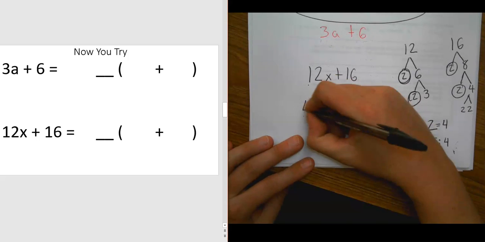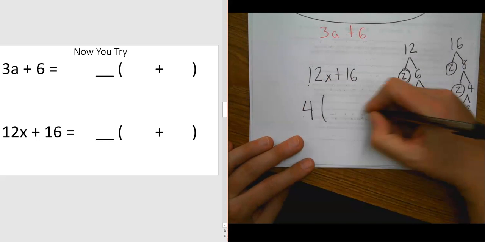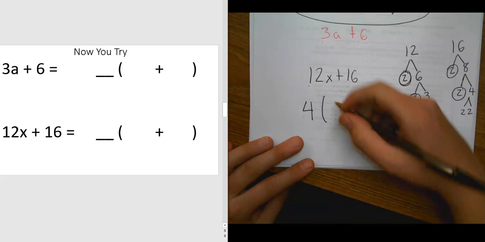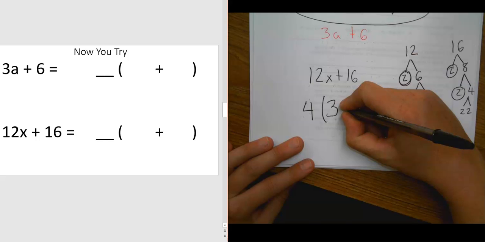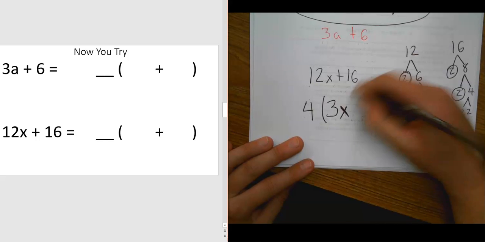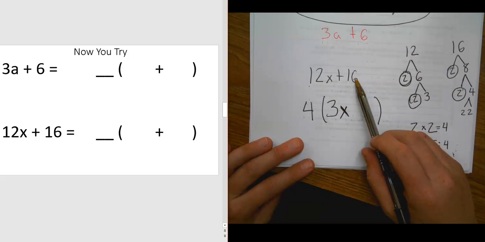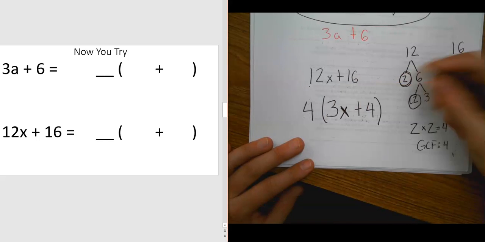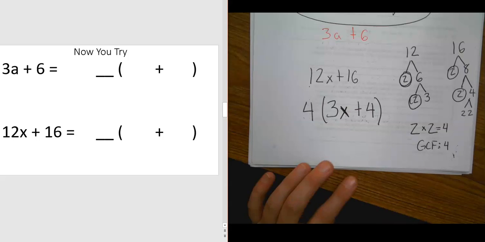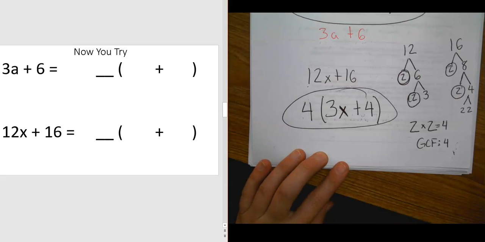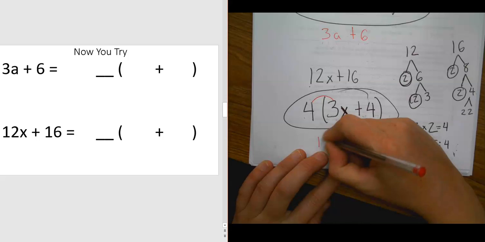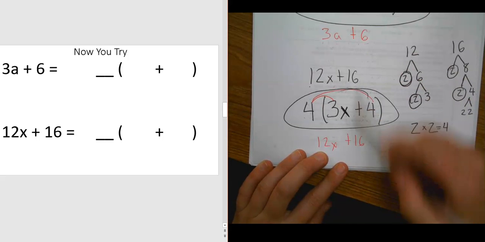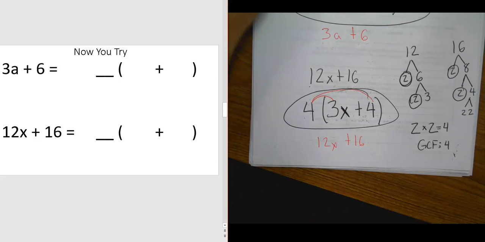So I take the 4 and I put it out front. And I ask myself, 4 times what equals 12? 4 times 3 equals 12. Do not forget to write the letter. 4 times what equals 16? 4 times 4, and that is my answer. I can check it. 4 times 3, 4 times 4. 12x plus 16 works, so I know that that's right.